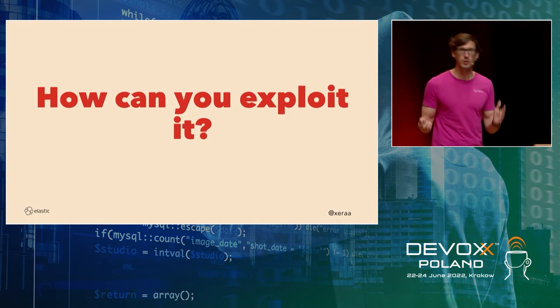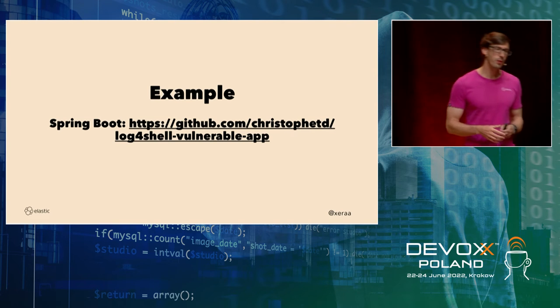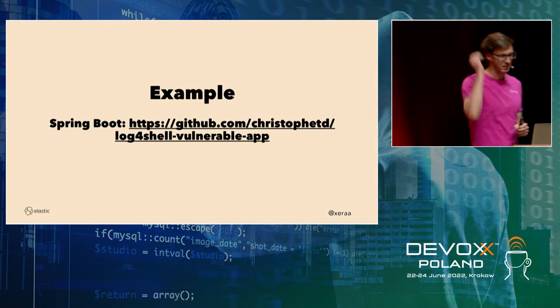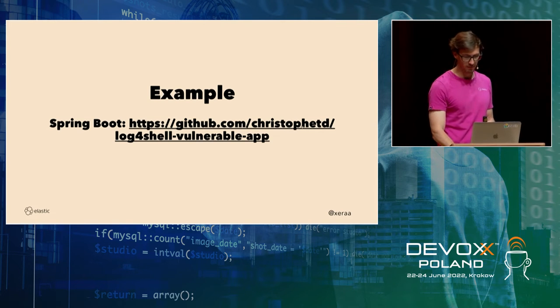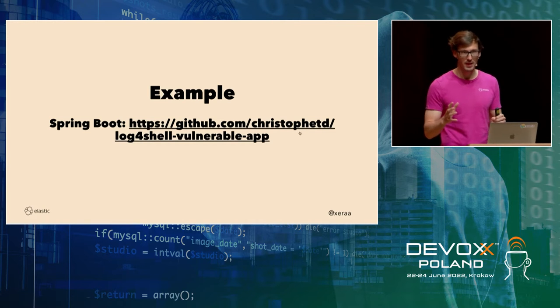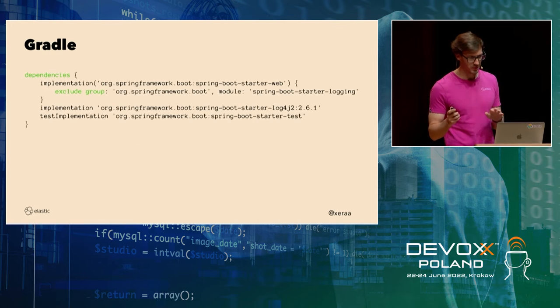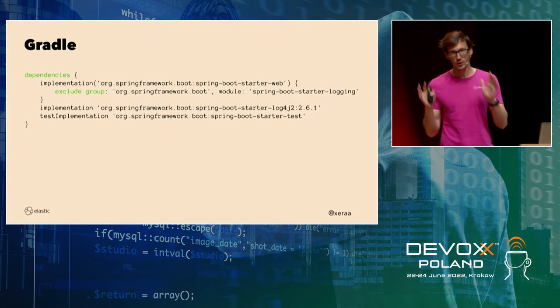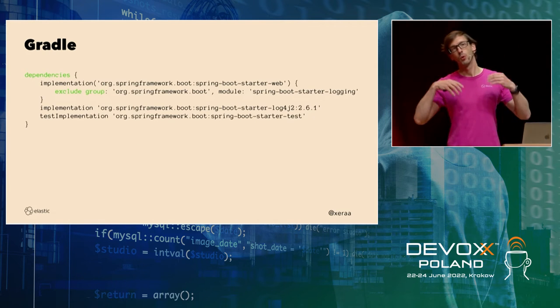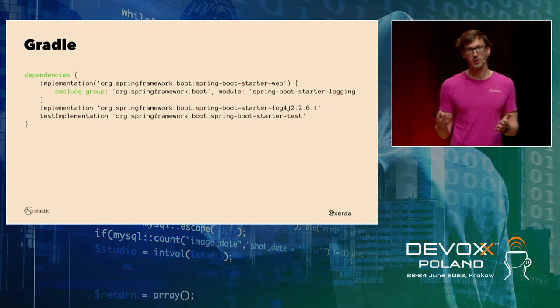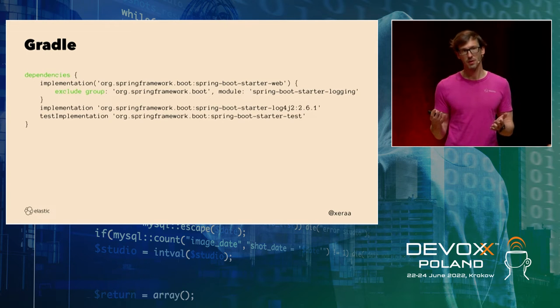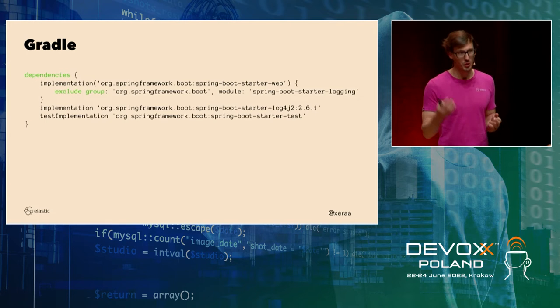So how can you exploit it? One thing that you can run is this GitHub repository here, where there is a vulnerable application and it describes how to actually run it. I'll just quickly show you how this works. They're using Spring Boot. What is the logger in Spring Boot by default? Logback. So it's not vulnerable.